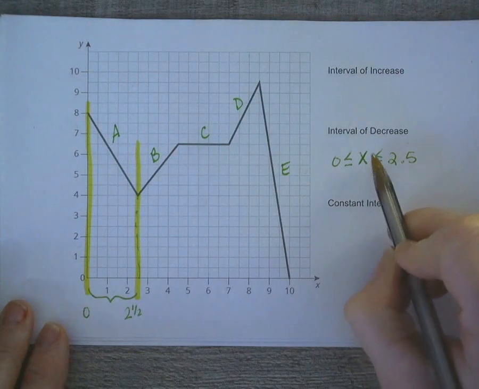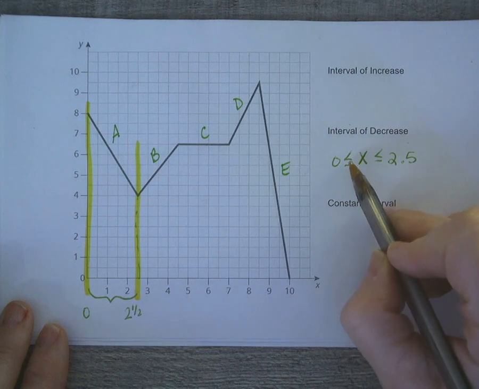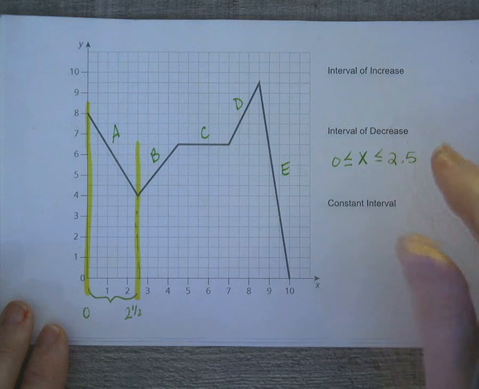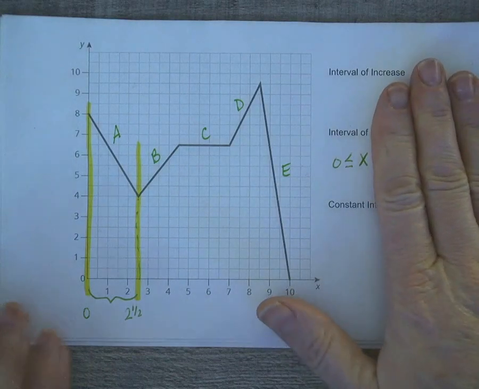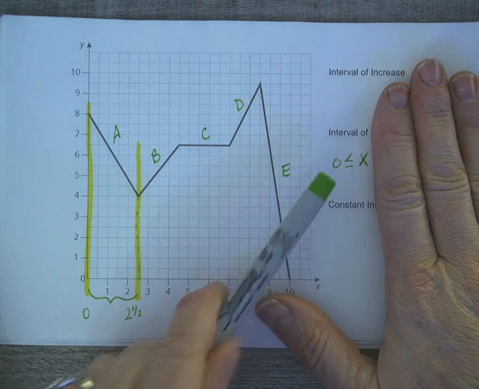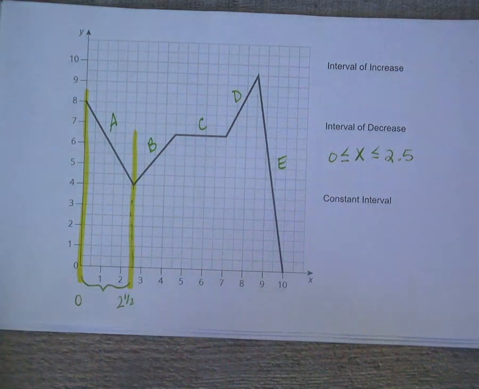So when you write this interval of decrease, you put your variable in the middle. Your symbols are always going to be going in the same direction, and they're always going to be opening to the right here. And the way we read this, we cover up this side first and we say x is greater than or equal to 0 and x is less than or equal to 2.5.